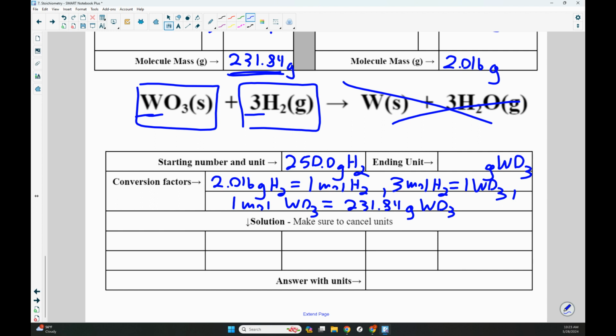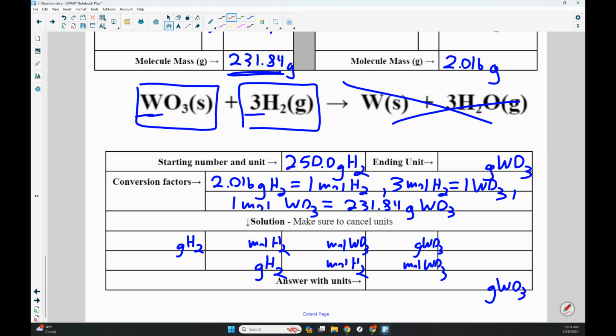Notice I'm being careful to label everything. So I'm going to set everything up down here with the units, not even worry about the numbers initially. We're starting with grams of H2. We need to convert from grams of H2 into moles of H2. And then we're going to convert from moles of H2 to moles of tungsten oxide using our mole ratio. And then we're going to convert from moles of tungsten oxide into grams of tungsten oxide, which was our goal from the start.